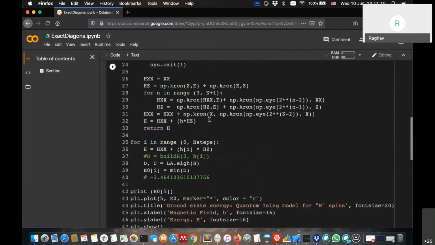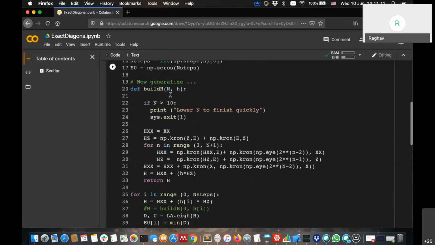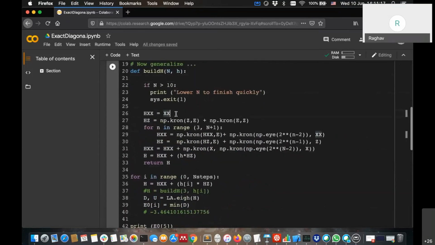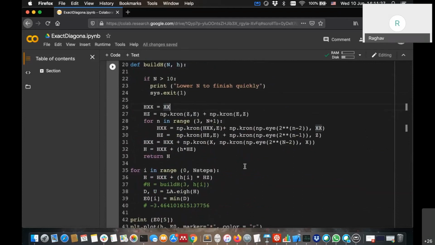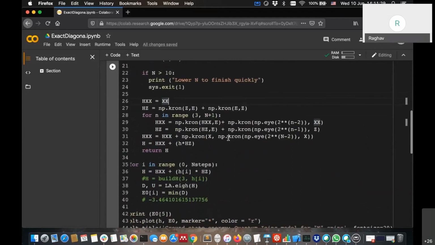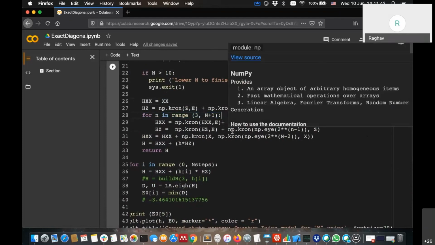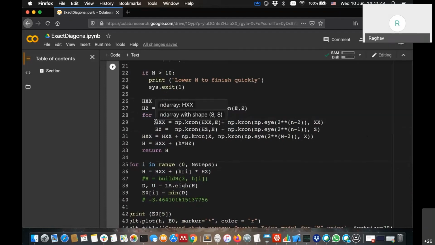So now let's go back and see the function. It takes two inputs, n and h, and then we construct the same HXX as XX and HZ as the Kronecker product of Z versus the identity matrices of appropriate size. And now, since we want to do it for n spins, we have this for loop which goes from 3 to n plus 1. So the maximum value of n will be capital N, and then this is HXX and this is HZ.